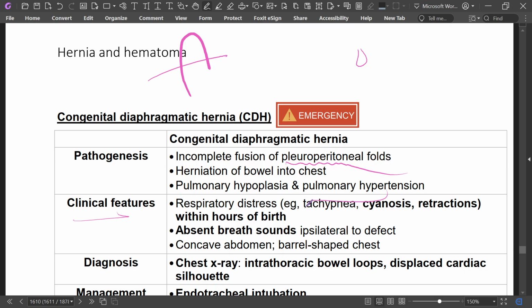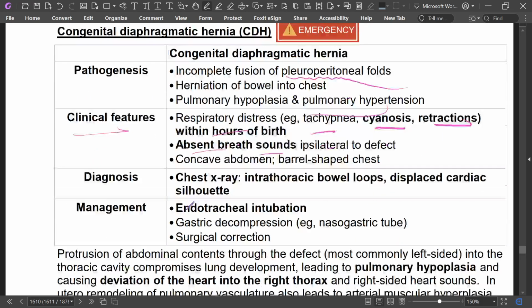Clinical feature is respiratory distress like tachypnea, cyanosis, and retraction within hours of birth, and there is absent breath sound ipsilateral to the defect. Where there is a defect, there is absent breath sound, a concave abdomen, and a barrel shaped chest. If you look at the chest, it is barrel shaped and the abdomen is concave.